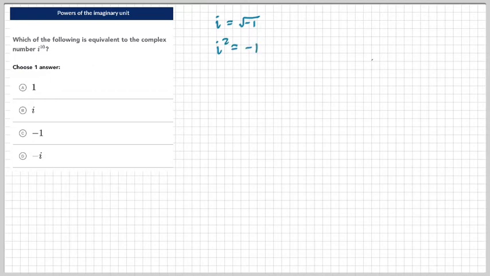And that's because if you took the square root of negative 1 and you squared it, those would cancel out. You'd be left with negative 1. Right? So i squared is negative 1. Okay, what about i to the third power? This one's kind of weird. That equals negative i.